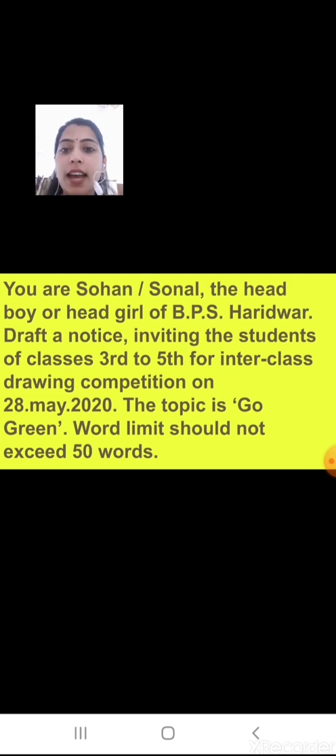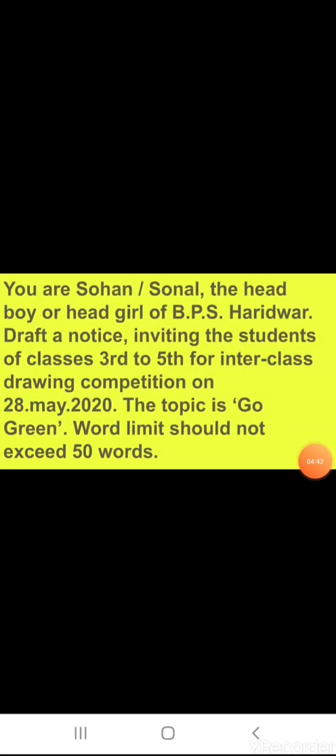Means you have studied that the notice should be written in brief, means short. So there is a word limit. That word limit should not exceed more than 50 words. Understood? Quickly write down the question which is on your screen. You are Sohan or Sonal, the head boy or head girl of BPS Haridwar. BPS is the name of a school, Bombay Public School, let's say.